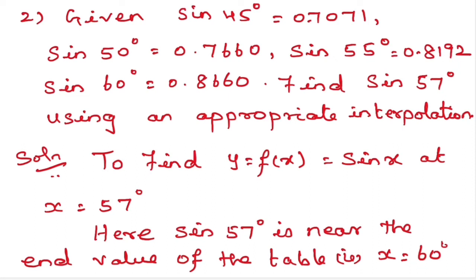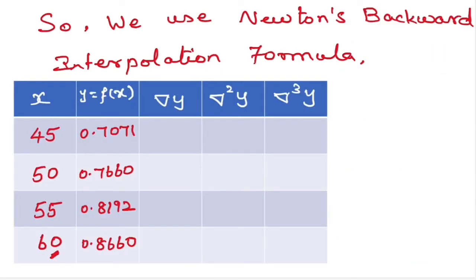First write down what is to be found out. To find y is equal to f of x is equal to sin x at x is equal to 57. So you have to find the sin 57 value. Here sin 57 degrees is near the end value of the table. That is, sin 57 lies between 55 and 60, which is the end value of the table. So we use Newton's backward interpolation formula.